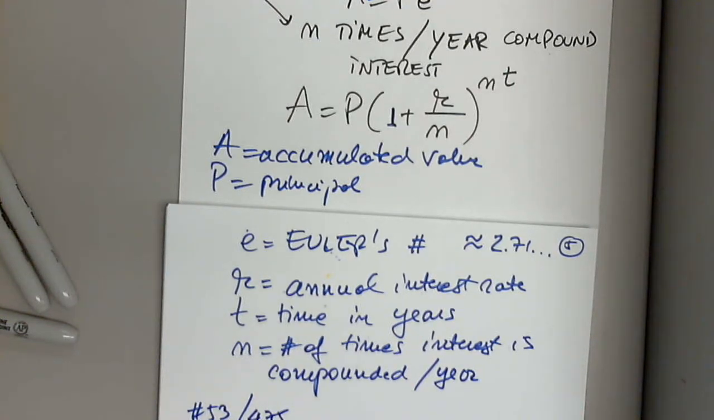Any questions? Go ahead. What does P say? Principal. No, what does E say? Euler. It's a mathematician's name. Oh, okay. Euler. Thank you. Is it a number like pi? It's an irrational number like pi. Yes.